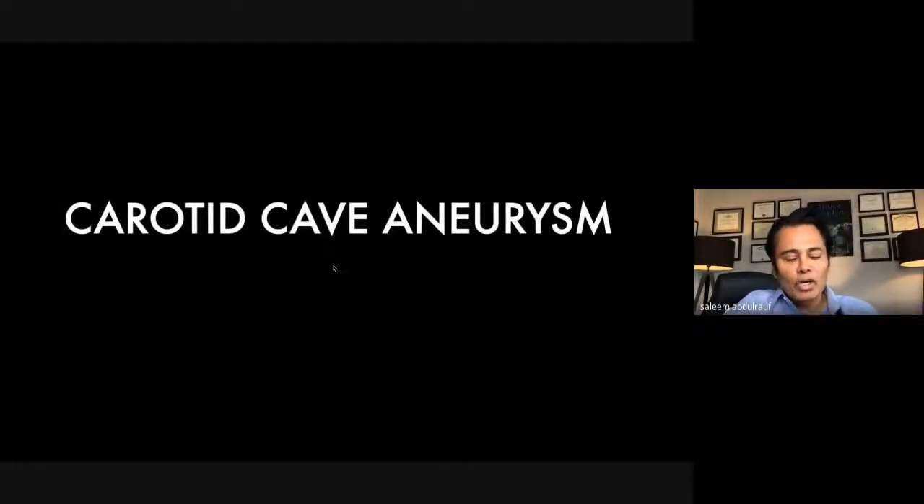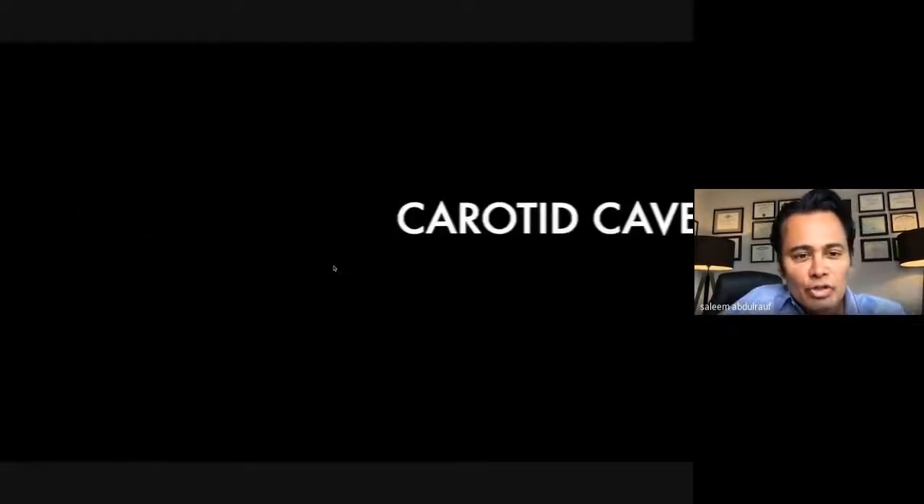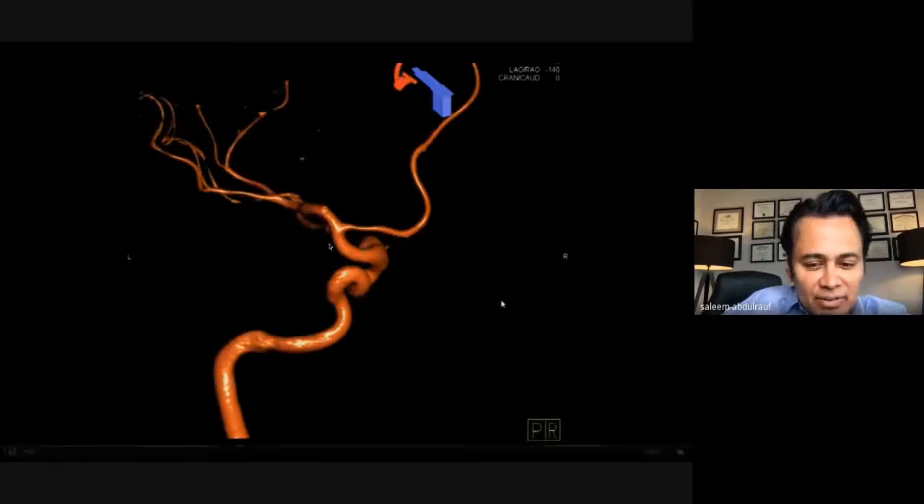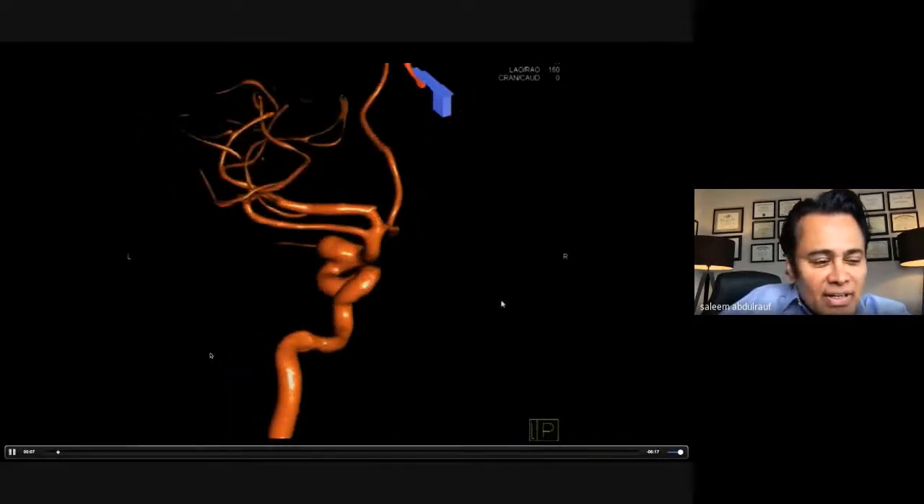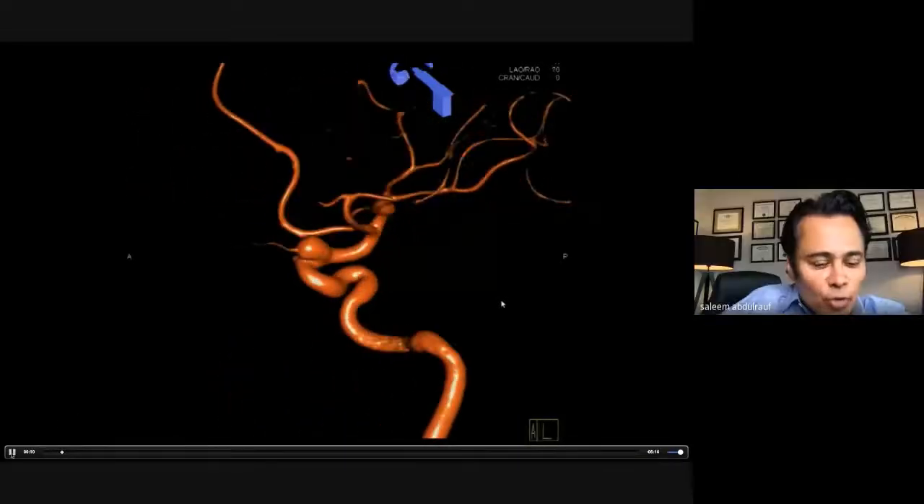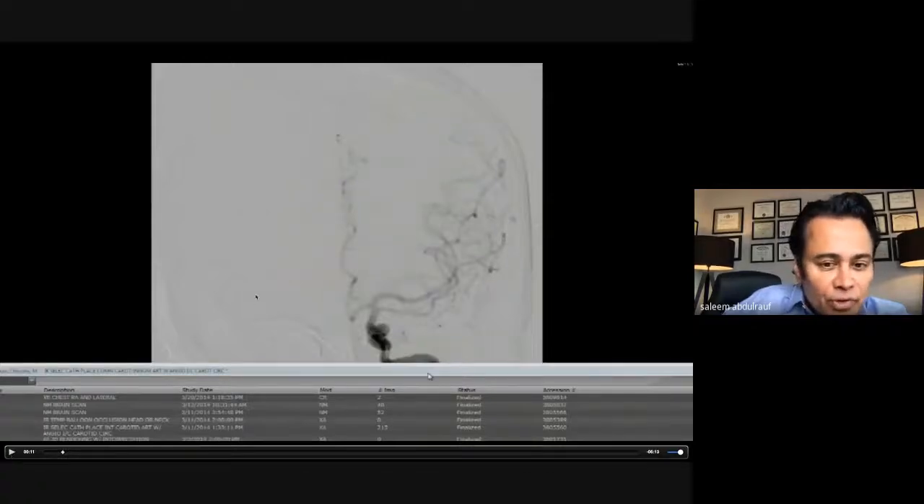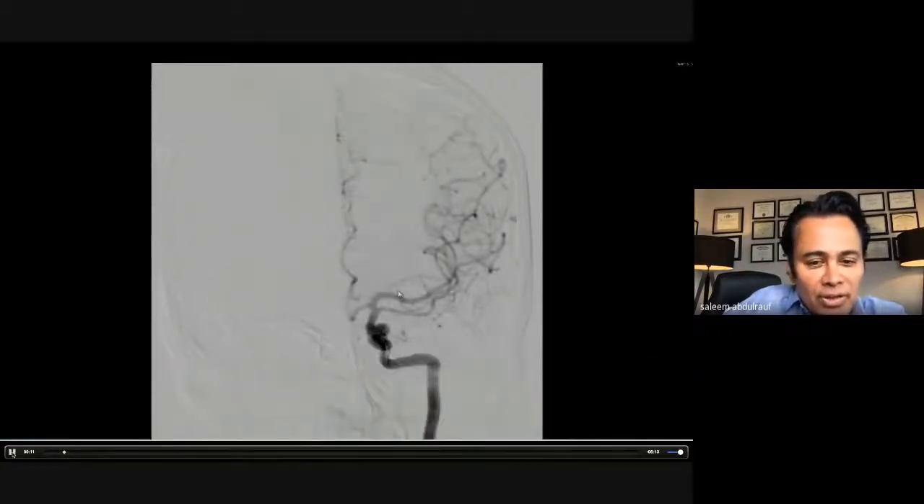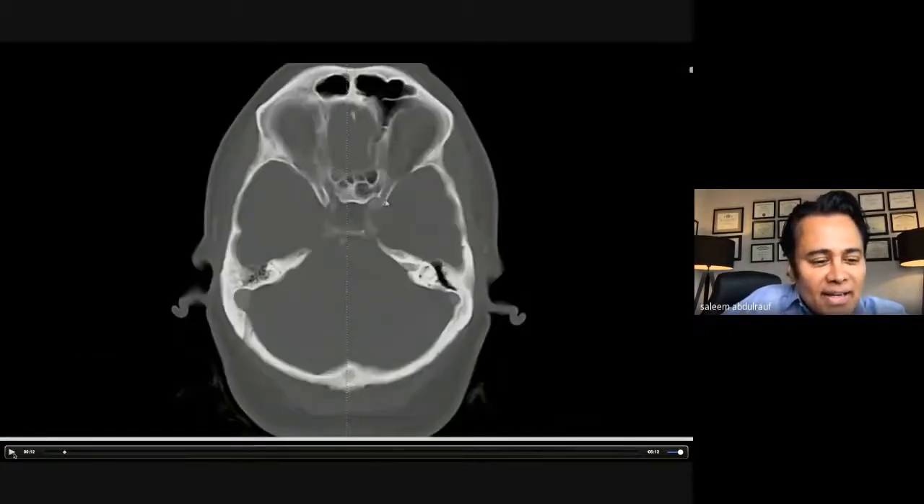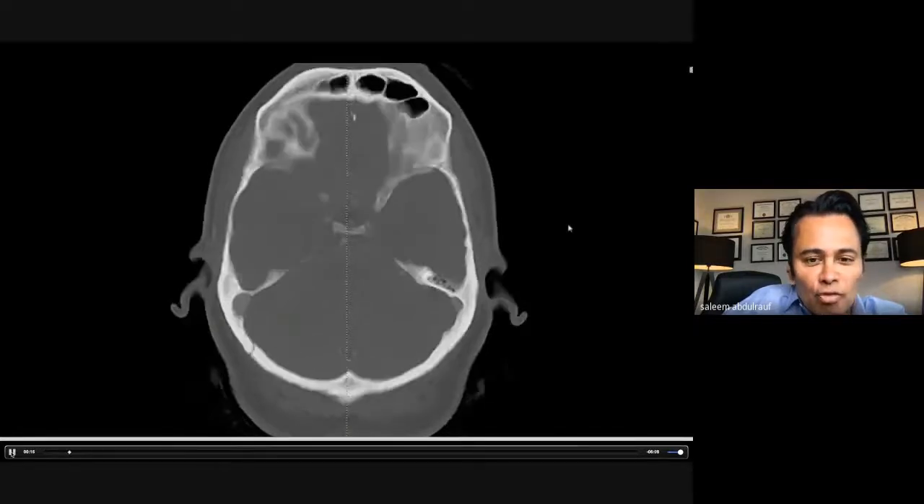To talk to you about awake surgery. Let me start with a case. This is a case of a lady who came to us with a grade 1 subarachnoid hemorrhage, and it's a wide neck aneurysm that went for endovascular coiling.